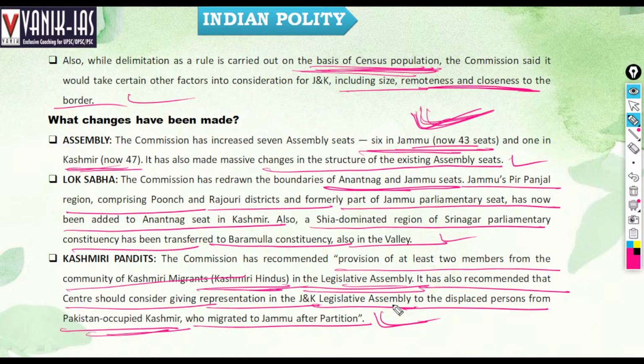So these are the changes that have been made. First, the number of seats in Jammu has increased. Second, in the case of Lok Sabha, there are also huge changes in terms of area. And in the case of Kashmiri Hindus, there is a provision of 2 members, and there is a proposal to give representation to those people who migrated from the POK region to Jammu and Kashmir during the partition.